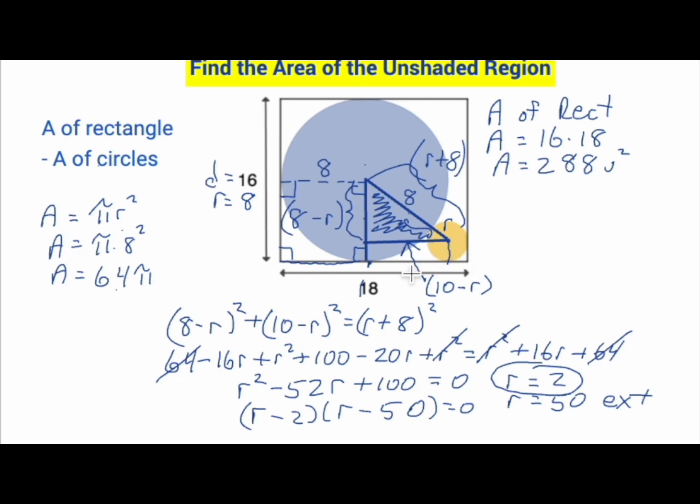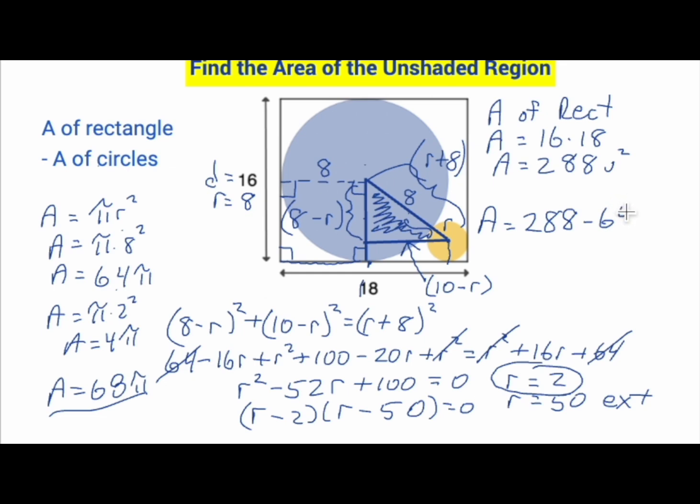So the radius of the small circle is 2, which makes the area of the small circle pi times 2 squared, which is 4 pi. The combined area of both circles is going to be 64 pi plus 4 pi, so my combined area is 68 pi. Then I'm going to take the area of the rectangle minus the area of the circles. So it's going to be 288 minus 68 pi units squared.